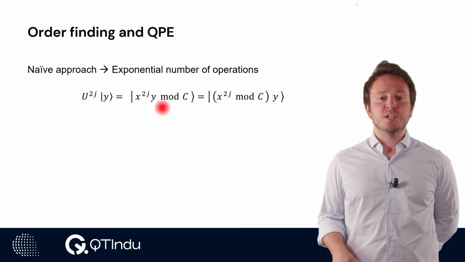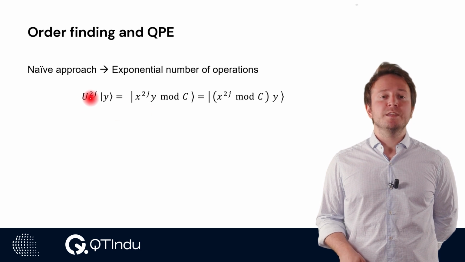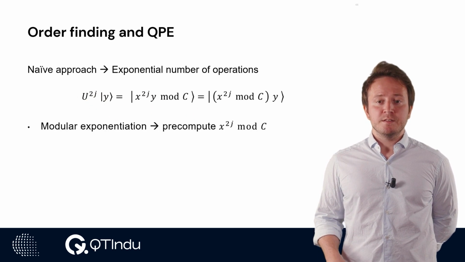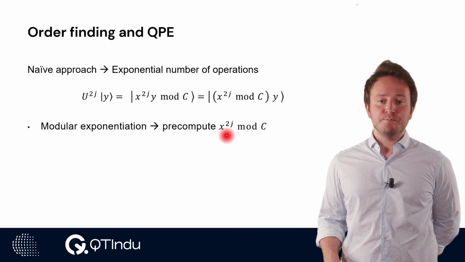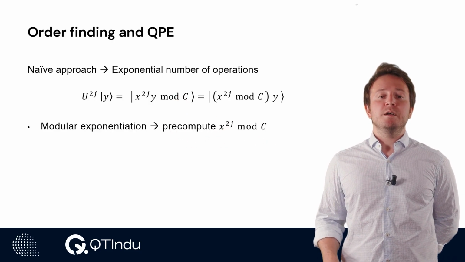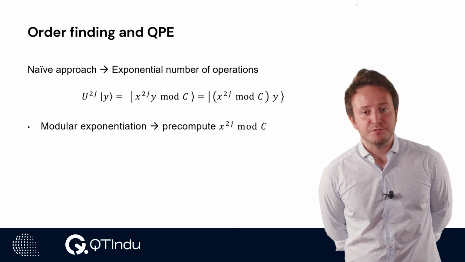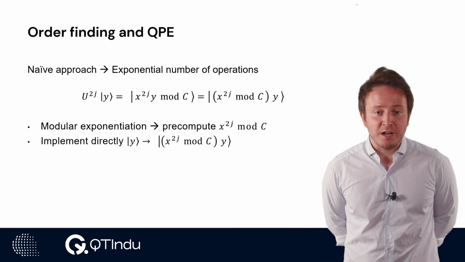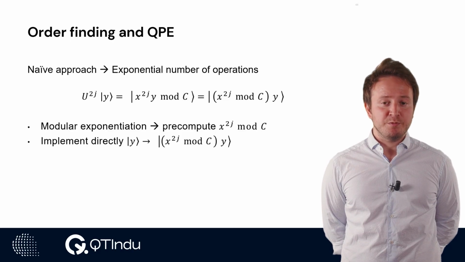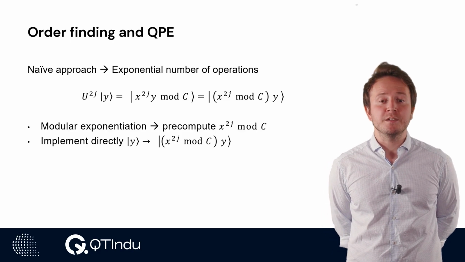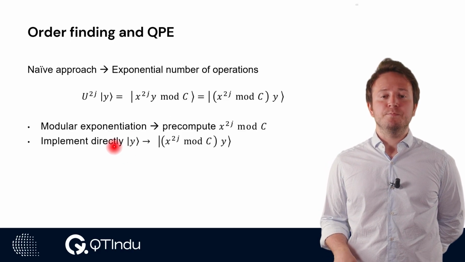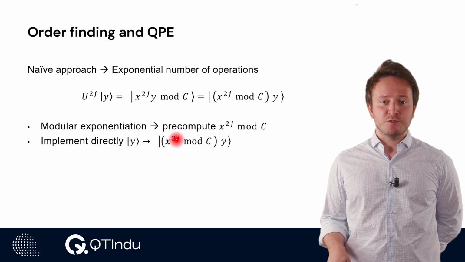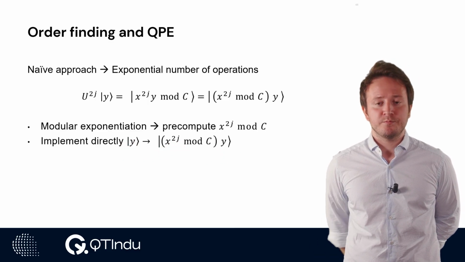This is seen by using this very simple relation. Essentially, instead of applying the unitary 2 to the j times, we can pre-compute x to the power 2^j modulo C by using modular exponentiation. Once we pre-compute these values, and we just need to pre-compute them once, we can implement directly the operation of x to the power 2^j modulo C times y.